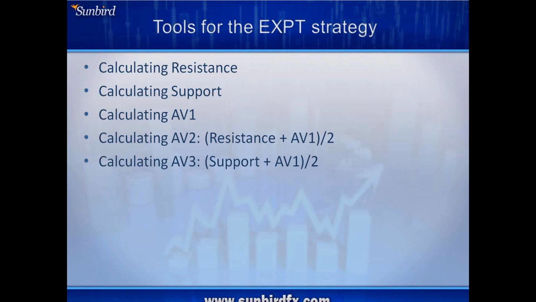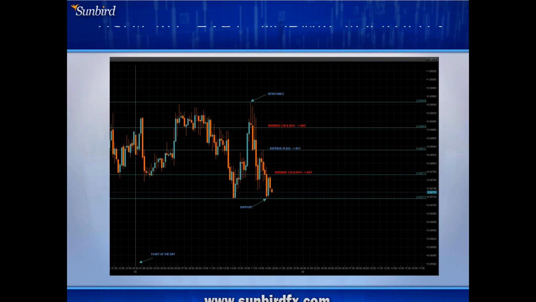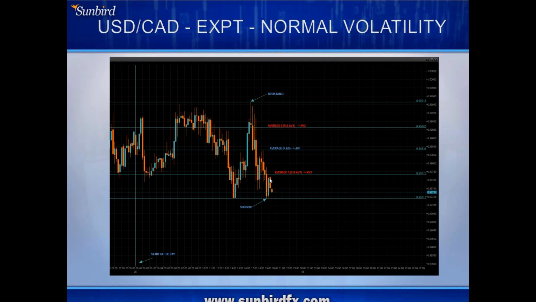So I have my resistance, I have my support. I need my average 1. What's my average 1? It is resistance plus support divided by 2. As you can see here, the average in the middle, you're going to see 0.99831, the rate, the average of resistance and support, AV1.